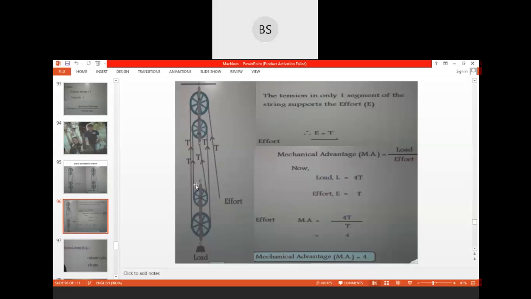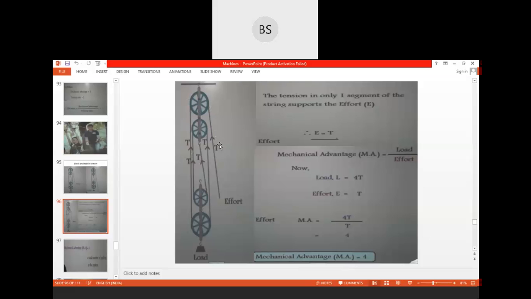So let us first solve for the 4 pulleys. We have taken 4 pulleys, 2 fixed and 2 movable. You can see how the string is bound in the pulleys and the load is attached here. You can see, children, how many strings there are; that many tensions you can find here. Here, T, T, T and T are mentioned. Only one segment of the string supports the effort E. Okay, for effort only one tension is there.